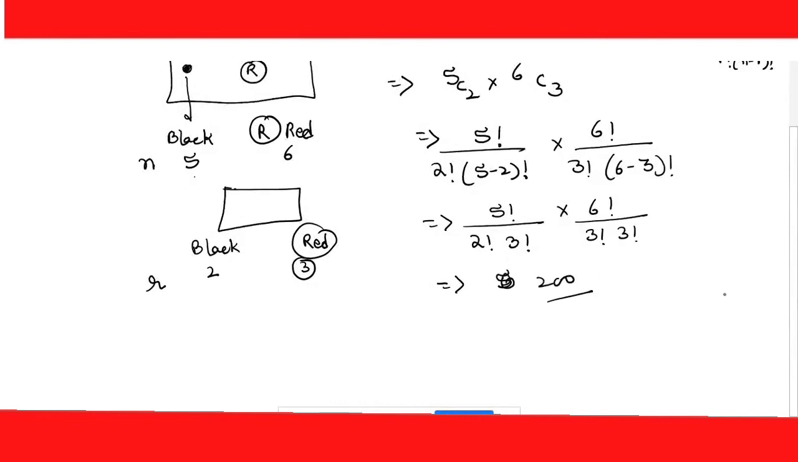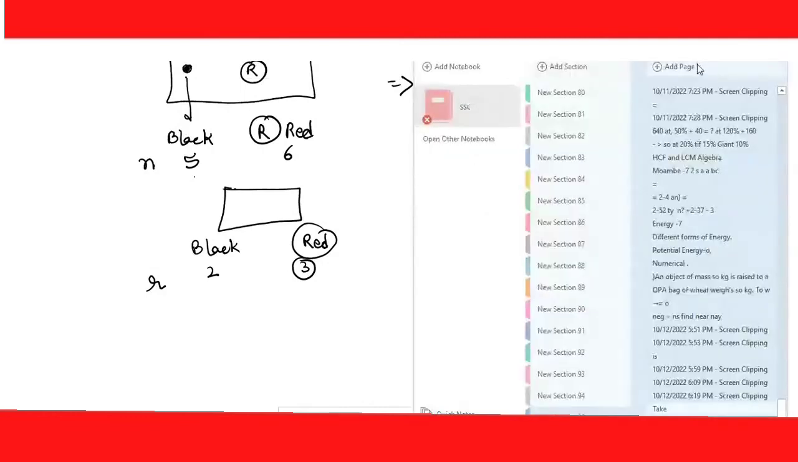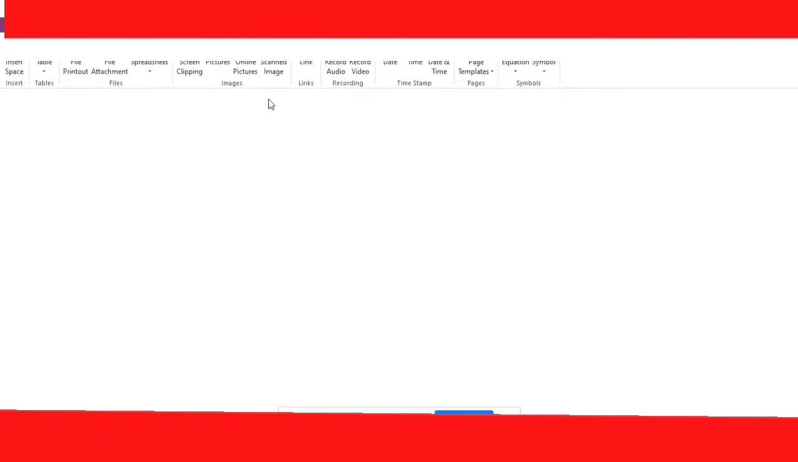Now the last question of this exercise. The whole lesson is finished. That was too fast. I didn't know we could complete it.